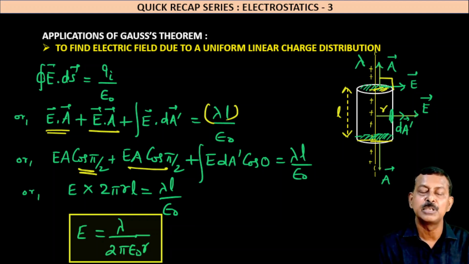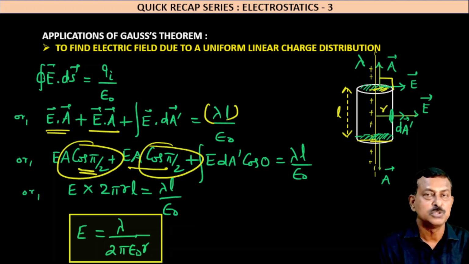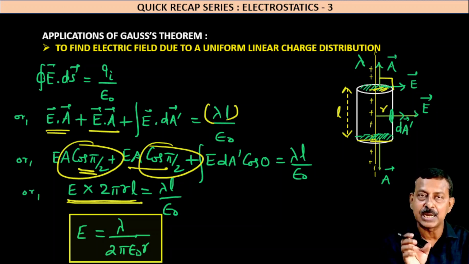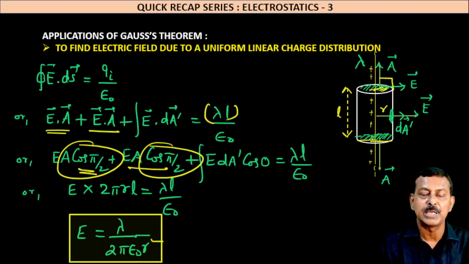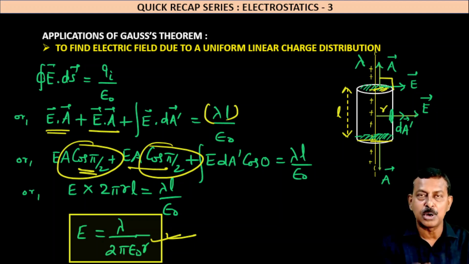And the third one will give you E dA dash cos 0 integral, and this is your lambda L by epsilon naught. Now this term, cos pi by 2, will be 0. So what we get here is E into 2 pi RL, which is the curved surface area of the cylinder. So E into 2 pi RL is lambda into L, and that will give the electric field as lambda by 2 pi epsilon naught R. So this is the electric field due to uniform linear distribution of charge of infinite length.